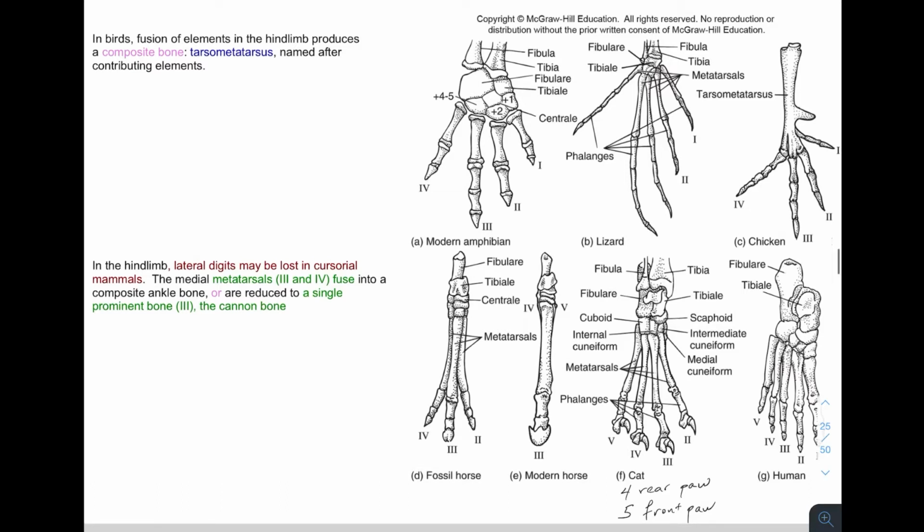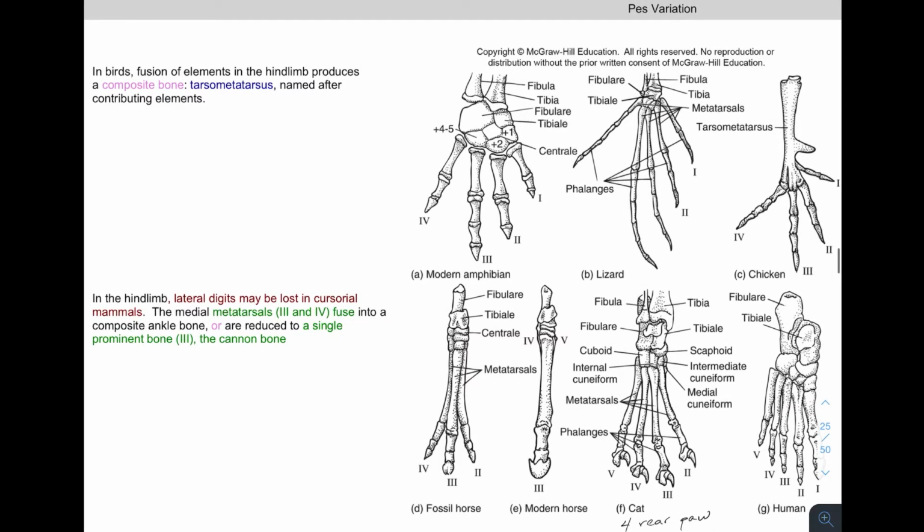Here, what we're going to look at is the pes variation. And remember, the word pes means foot in Latin. So again, we're trying to be more general when we talk about these, and so we use a Latin term. Let's start again with the modern amphibian.